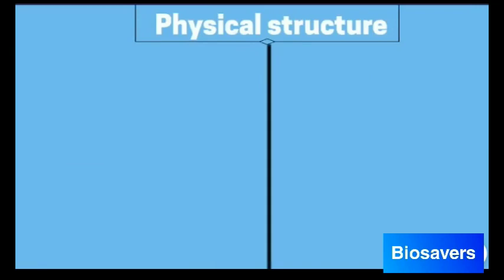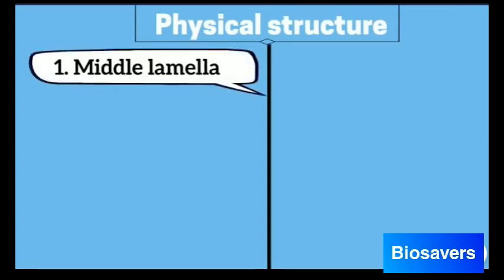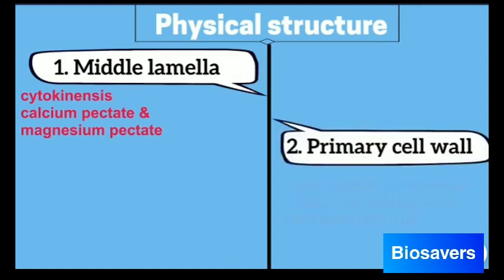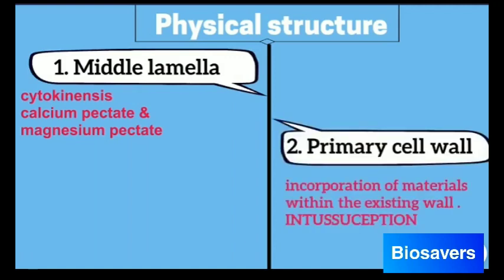Physically, there are three layers of cell wall. Middle lamella is the first structure formed between newly formed daughter cells at the time of cytokinesis. It is generally made up of calcium pectate and magnesium pectate. Then primary wall. After the middle lamella formation, it is the first formed wall. Growth of the primary wall occurs due to incorporation of material within the existing wall. Such a mode of growth is called intussusception.